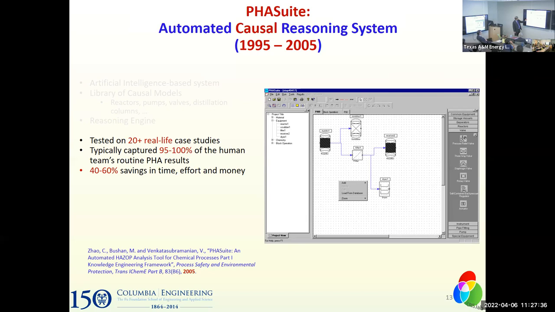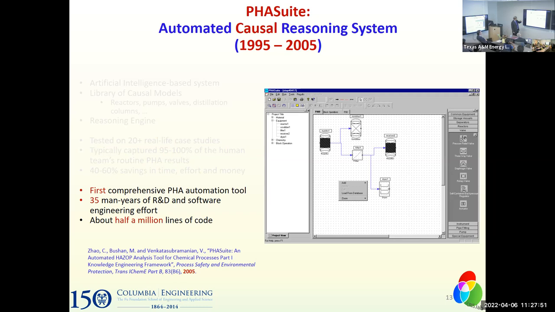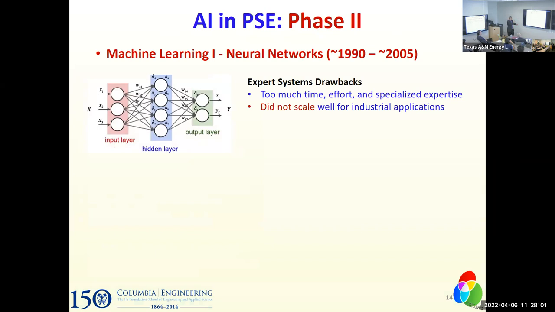And typically it captured about 95 to 100% of the human experts' conclusions and results in about half the time and half the money. So it had about 500,000 lines of code, and it was the work of several PhD students over a decade or so. So that is what the expert system era was like, roughly from the early 80s through the late 90s.